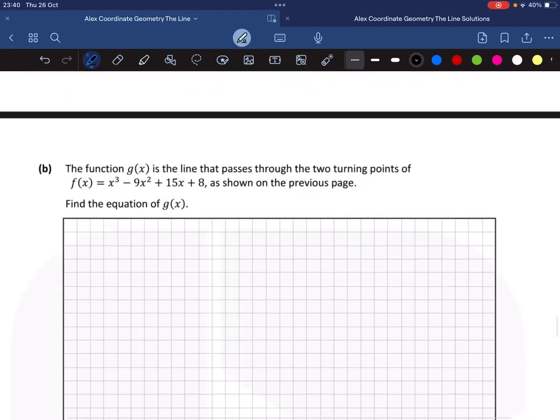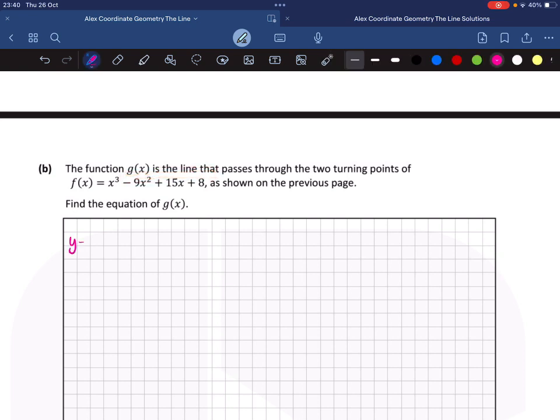So, going on to the next question. It says the function g of x is the line that passes through the two turning points of f of x, which is equal to x cubed minus 9x squared plus 15x plus 8, as shown on the previous page. Find the equation of g of x. When in doubt, break the question down into the most simple form. Find the equation of g of x. What is g of x? g of x is the line. How do we find the equation of a line?